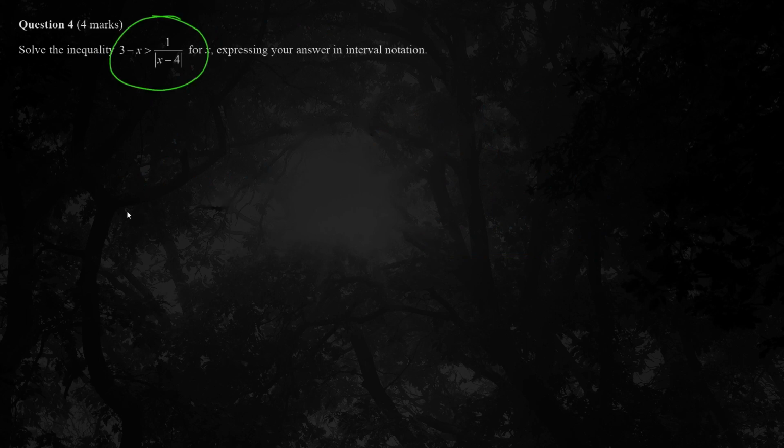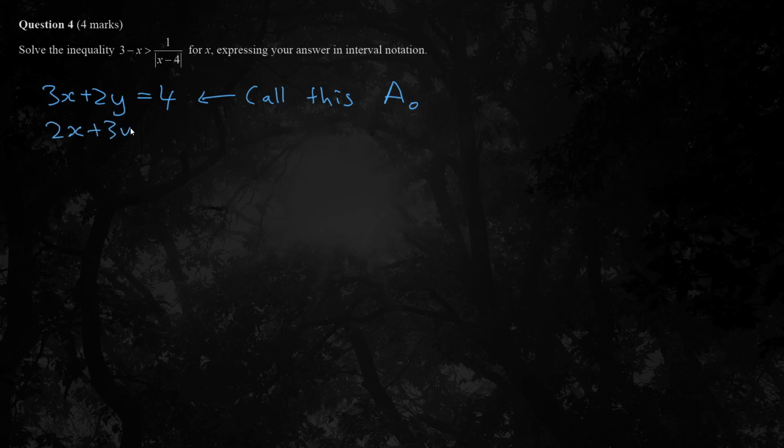I want to show you how this technique works, not on this problem, but rather on an easier problem. So we're going to look at 3x plus 2y equals 4. Let's call it A0. And we'll also look at 2x plus 3y equals 1. These will be our simultaneous equations, and we'll call this B0. I'll just show you how to solve these in a really rigorous way that gives you that bidirectional relationship. Then we'll apply the technique to solving this, okay?